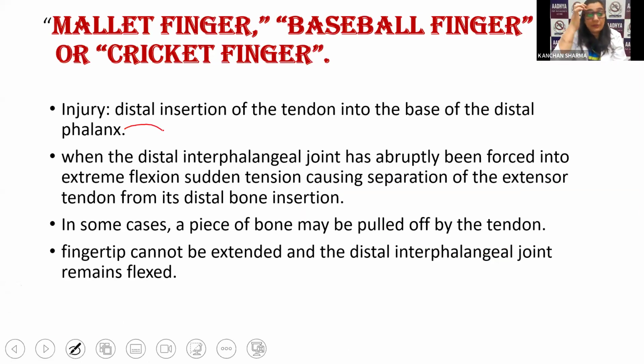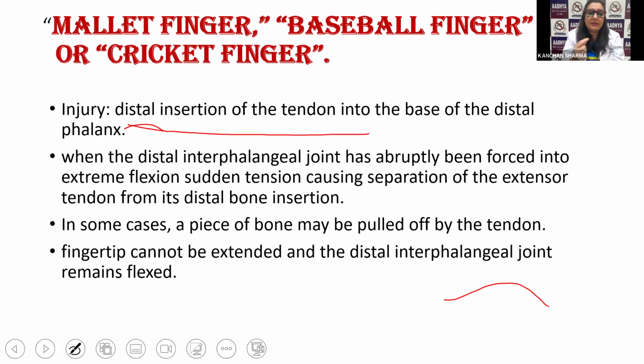Fine. So if you're having an injury to the distal insertion, when it is, I should say, the lateral slips which are combining and then getting inserted on the distal phalanx, if there is an injury to that, we are going to call it mallet finger, baseball finger, or cricket finger. Fine. So how it is gonna, if you have identified, sometimes what happens is this tendon will be just taking a bone along with it, right?